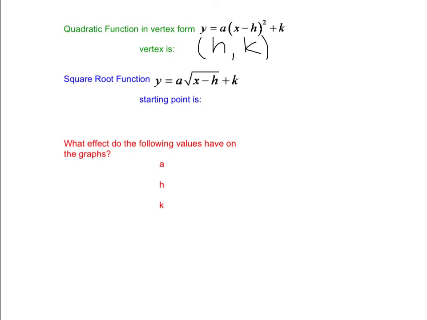We want to do the same thing for the square root function. Our starting point is normally 0, 0. So the h and the k is where our new starting point is going to be. Same idea behind the vertex. H is going to tell us how the x shifts, and the k is going to tell us how the y shifts, the same way that we did when we were talking about parabolas. And then just like with parabolas, the a value is what I called the slopishness.